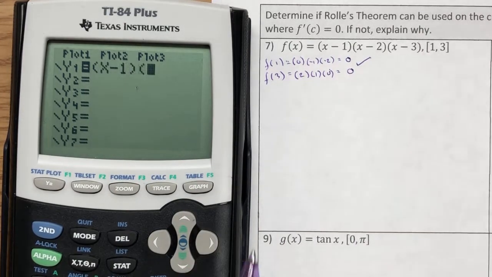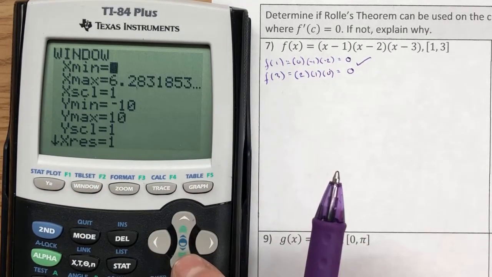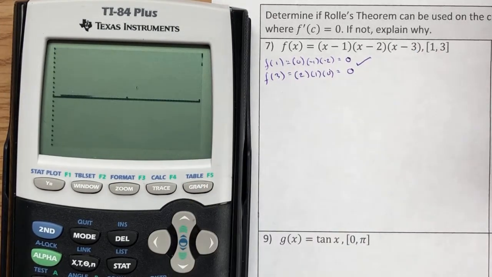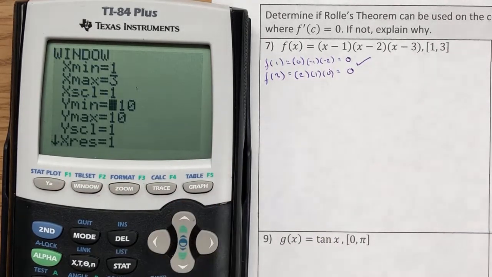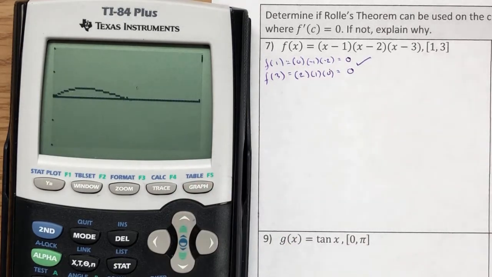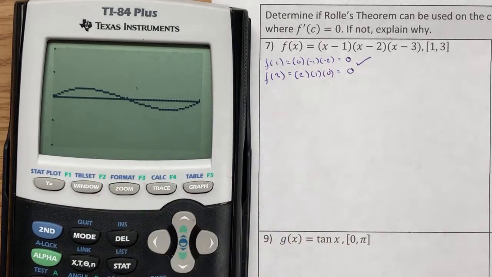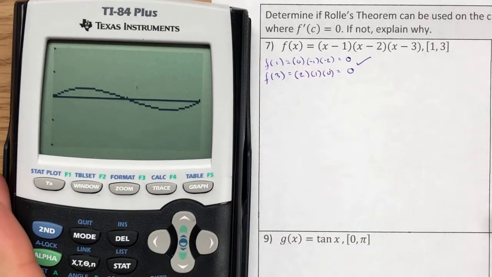So x minus 1, x minus 2, x minus 3, and we're looking at the window from 1 to 3. That's really tight, can't really see what's going on, so let's make that from negative 2 to positive 2. And so we see here that yes, it does verify that our calculations are correct, and we should have 2 relative extrema, one here and one here. So now our job is to hunt down and find those.